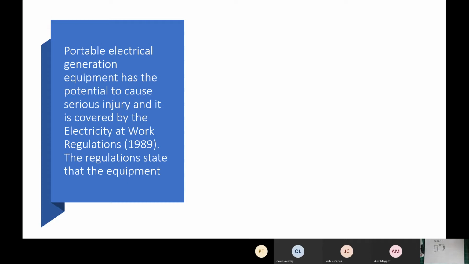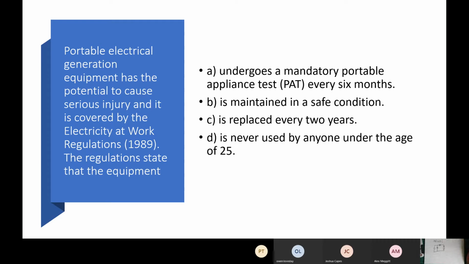Next question then. Can you see the questions okay? Portable electrical generation equipment has the potential to cause serious injury. It's covered by the Electricity at Work Regulations 1989. The regulations state that the equipment: is it A, undergoes a mandatory test every 6 months, B, is maintained in a safe condition, C, is replaced every 2 years, or D, is never used by anybody under the age of 25? Would it be A?